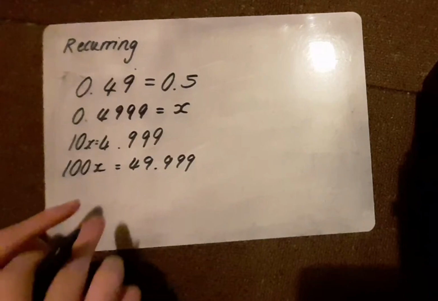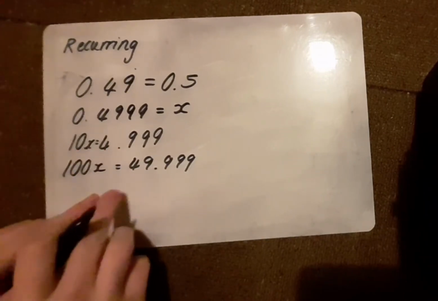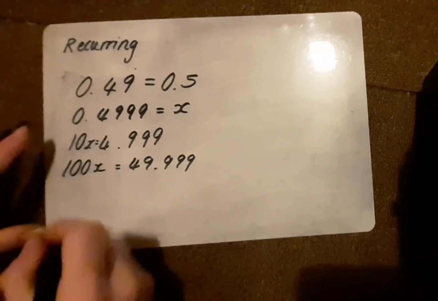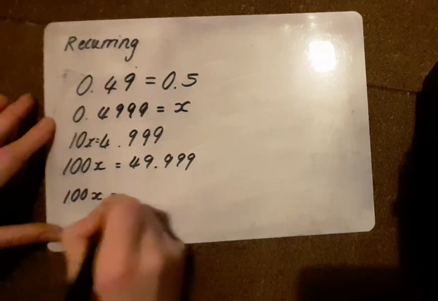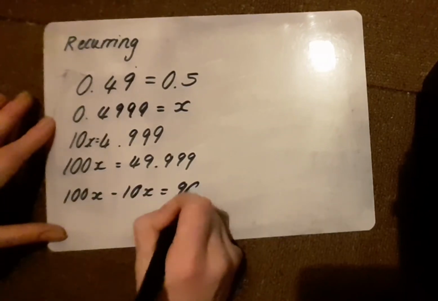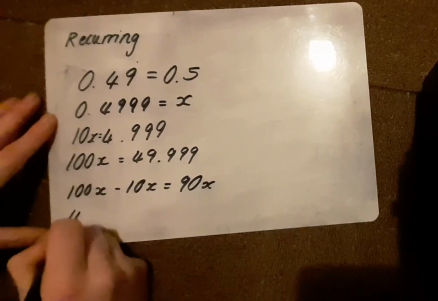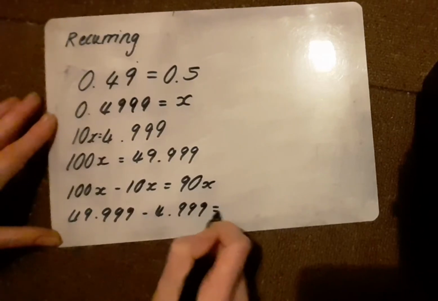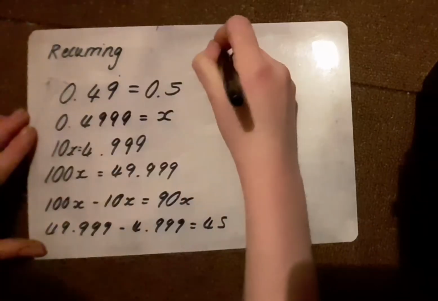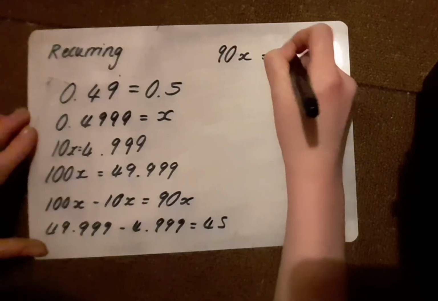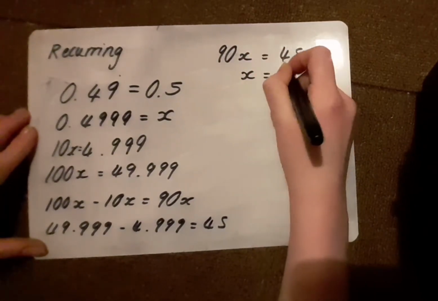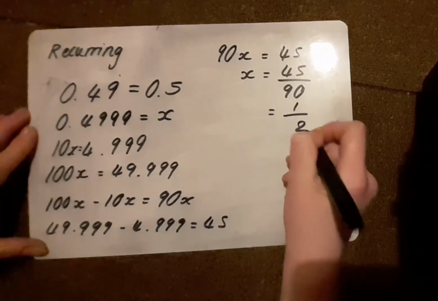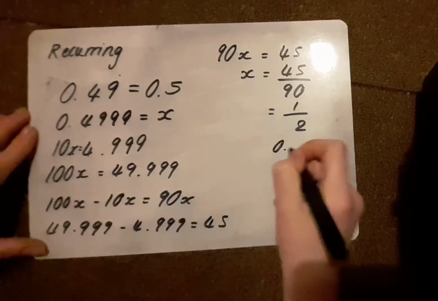49.999. And because these two, the 100x and the 10x, both have the same number after the decimal, I'm going to choose these two. So just like last time, I'm going to do 100x minus 10x to get 90x, and then 49.999 minus 4.999 to get 45. So if we know that 90x equals 45, we can isolate for x again to get 45 over 90, which is exactly a half, or the 0.5 that we had at the beginning.